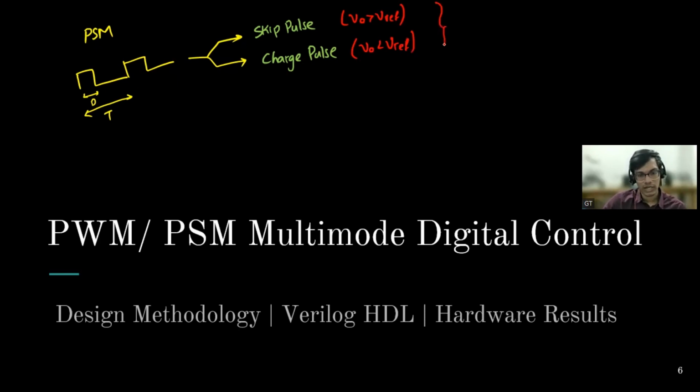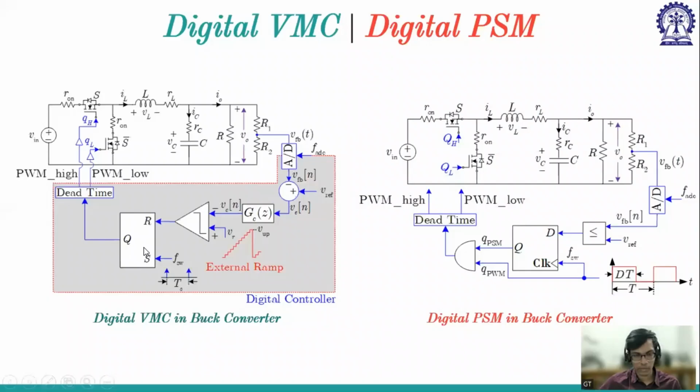So again, this is a DCM operation, which means the inductor current becomes 0 before the end of the switching cycle. It will become 0 and stay at 0 until the next charge pulse comes. So yeah, we'll first discuss the top-down design methodology, the Verilog HDL, followed by the hardware results. Let me quickly summarize what we have discussed about PWM and PSM. Both are voltage mode.